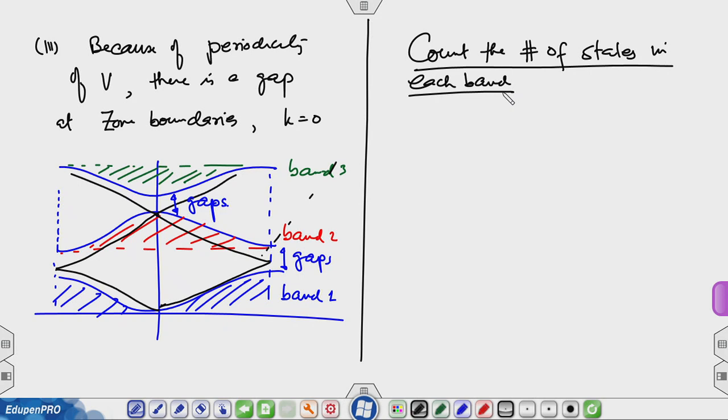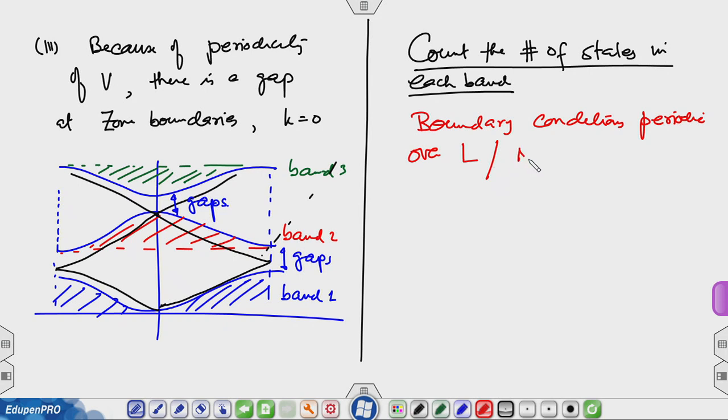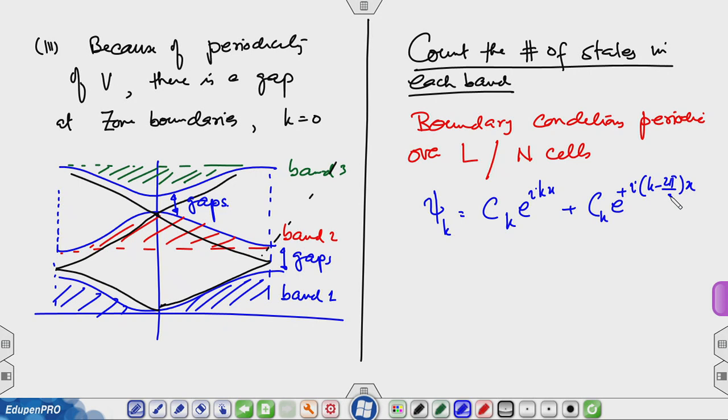Recall, how do we apply boundary conditions here? This is again using periodic boundary conditions over L or n cells, exactly like phonons or exactly like free electrons. So, I have the wave function, just looking at that wave function, which is a mixture of e raised to i k x and e raised to i k minus 2 pi by a x.